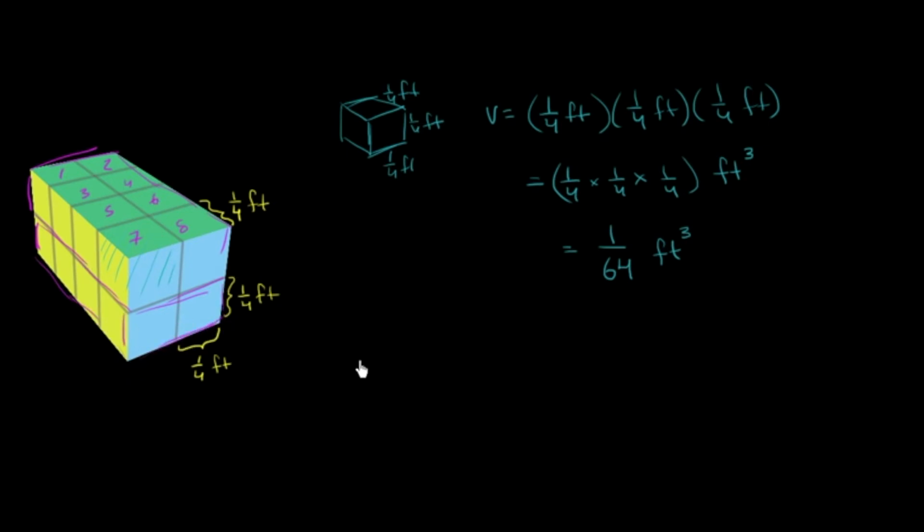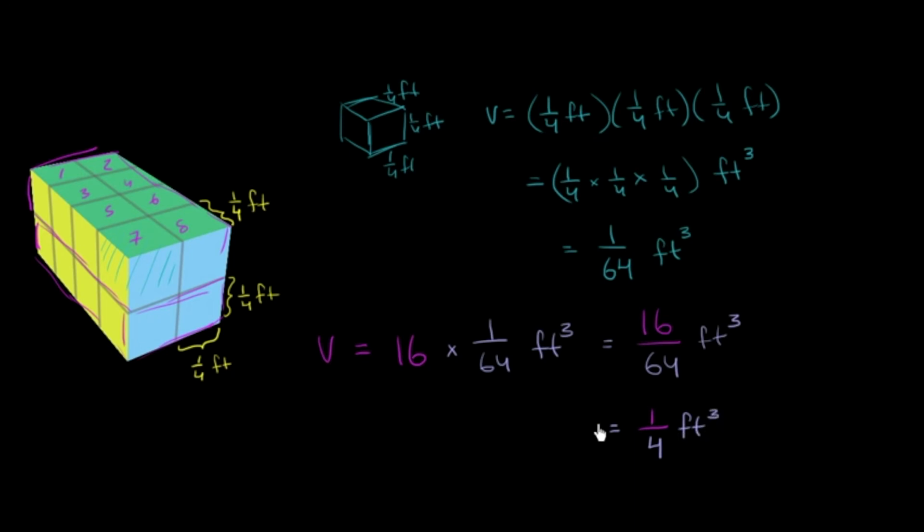So the total volume here is going to be 16 times 1/64 of a cubic foot, which is going to be equal to 16 over 64 cubic feet. 16/64 is the same thing as 1/4. Divide the numerator and the denominator by 16. This is the same thing as 1/4 of a cubic foot. And that's our volume.